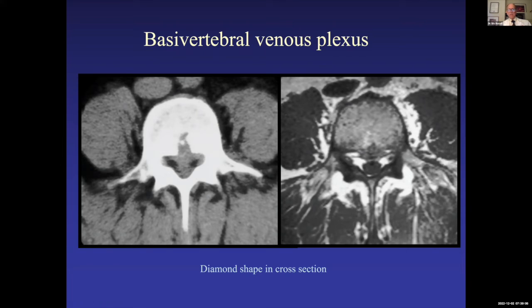These plexi tend to be diamond shaped in cross section. You can see that better on the MR. And you can see that there's fat around the margins, even ventrally. A disc herniation this big would obliterate the fat more at the margins than this venous plexus. And remember, the venous plexus is always in between the discs. These basivertebral channels are right at the mid part of the vertebral body, looking from top to bottom.